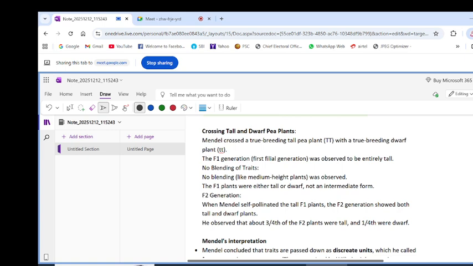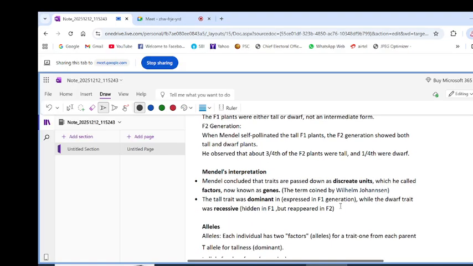And here he observed that 3/4ths of the F2 plants were tall and 1/4th were dwarf. That means new combinations or variations are happening when we compare with the parent plants. They are totally different from the parent plants genotypically.